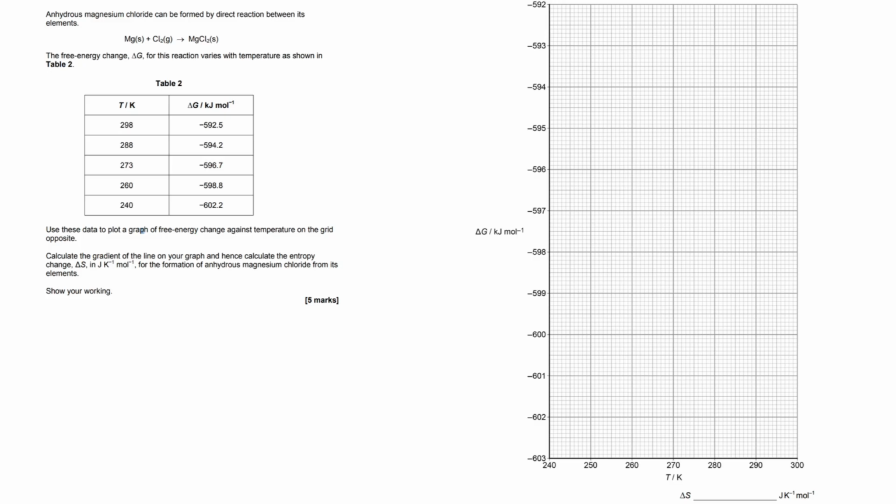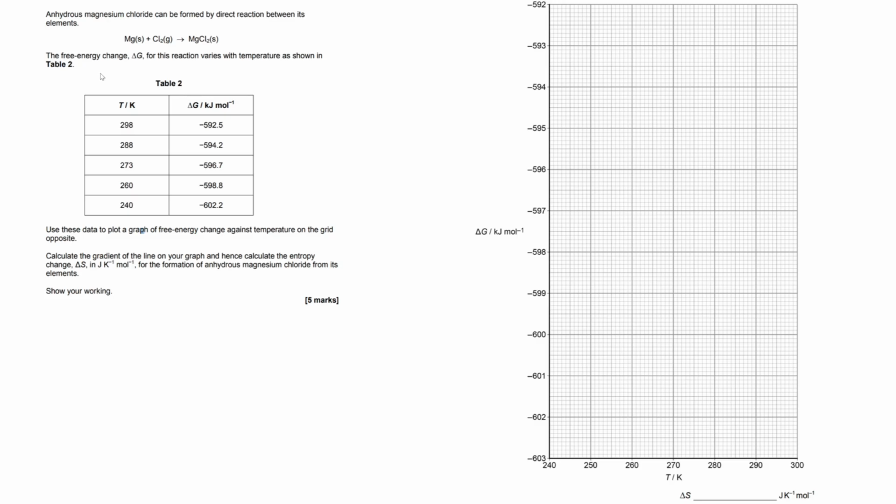It was from A-Level Paper 3, June 2017, all right? Look it up, check it out, attempt it yourself, see where you go wrong, learn from your mistakes, okay? So let's jump straight into this then. Anhydrous magnesium chloride can be formed by direct reaction between its elements, all right? And then we have a nice equation here given to us.